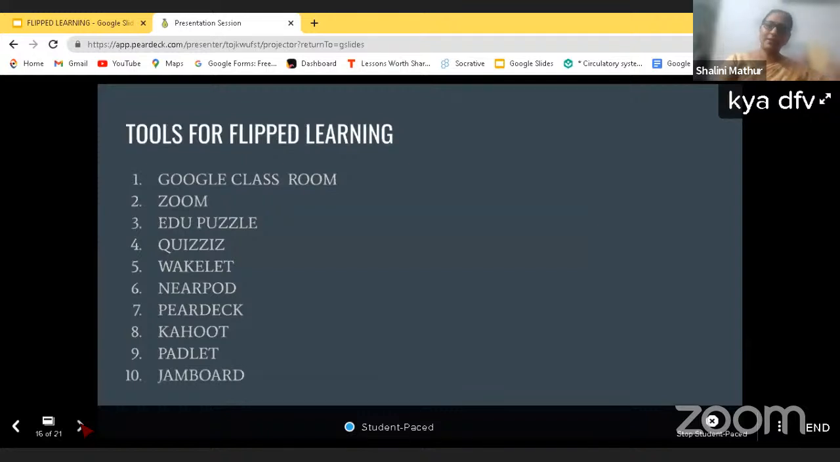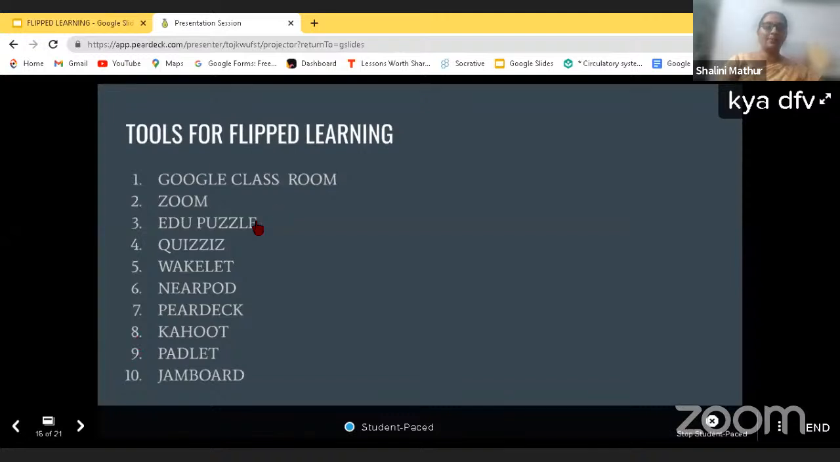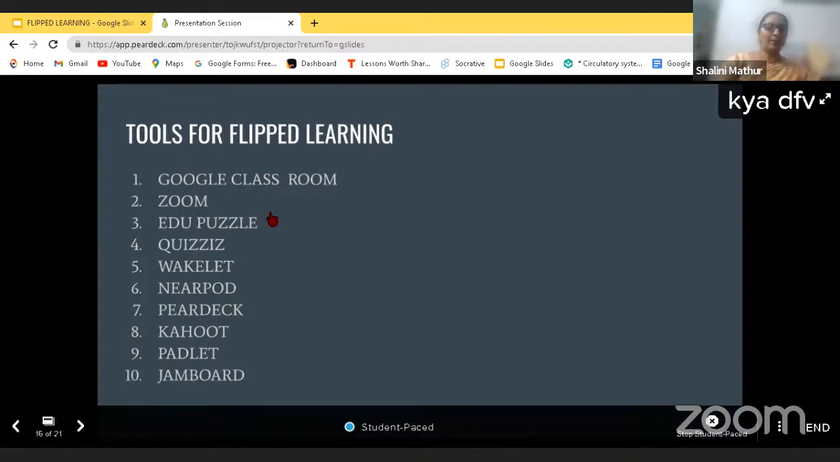Now, these are a very handful of the tools. There are so many tools. If you browse, there are n number of tools which you can use for flipped learning. Google Classroom, Zoom, Edpuzzle. Edpuzzle is, I think, one of the most loved tools, where the students go through the videos, and at the same time you can take the assessment of the students, and you can even edit that video as per your need and requirement. You can give your voice to the videos, you can add questions, open ended, close ended, any type of questions as per your requirement.